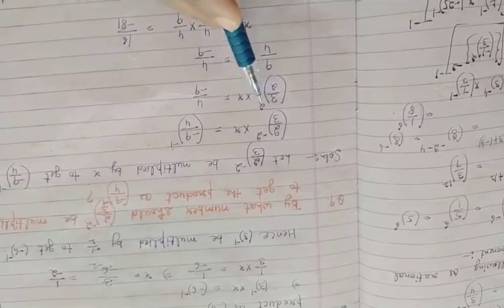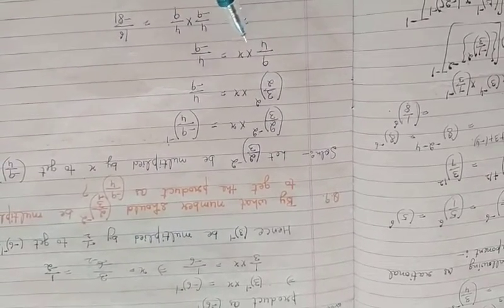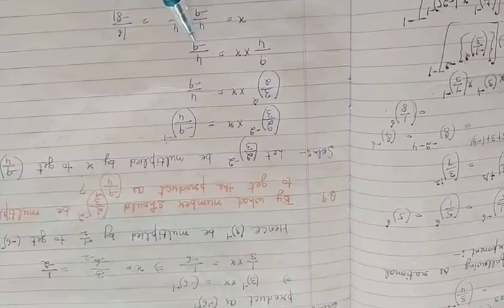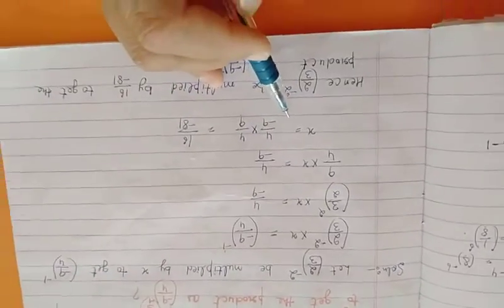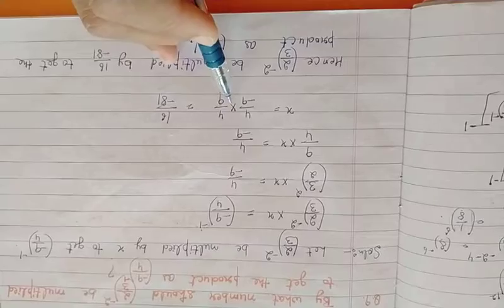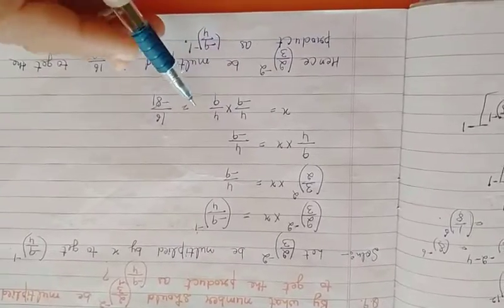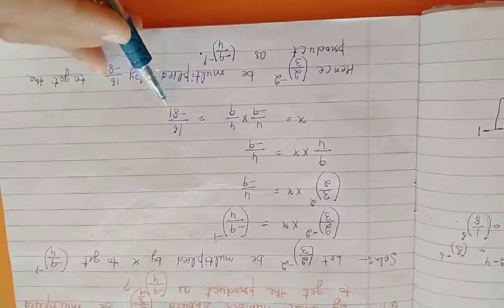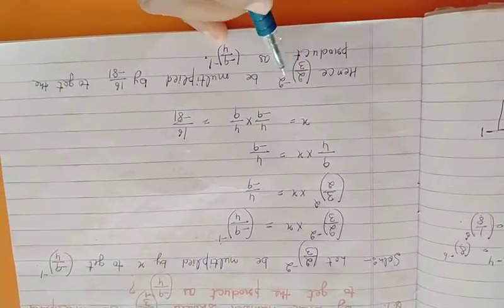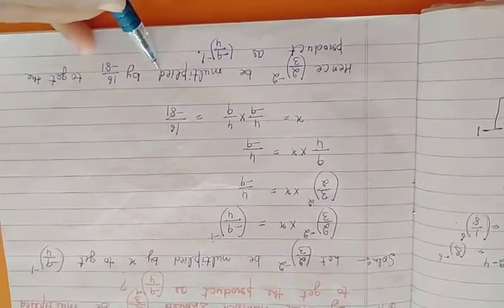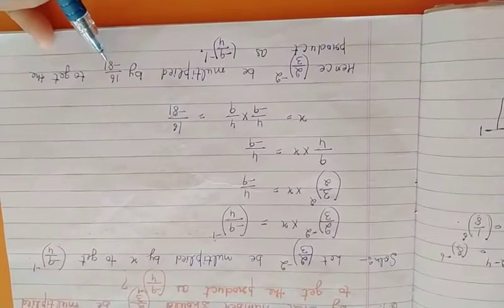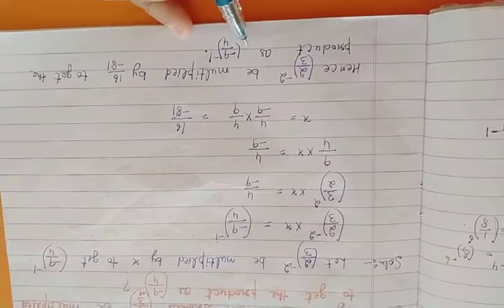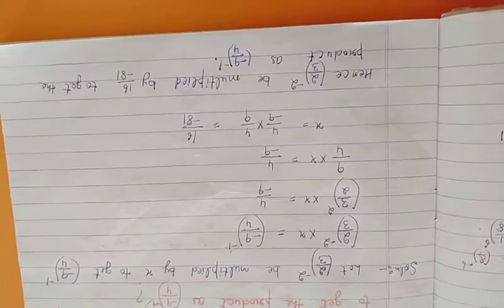When we solve, 3 square is 9 and 2 square is 4, so 9 by 4 into x is equal to 4 by minus 9. Then x becomes 4 by minus 9 into 4 by 9. So x is equal to 16 by minus 81. Hence 2 by 3 raised to power minus 2 should be multiplied by 16 by minus 81 to get the product as minus 9 by 4 inverse.